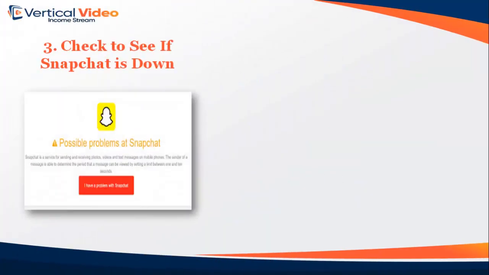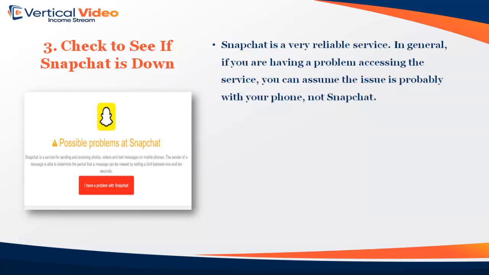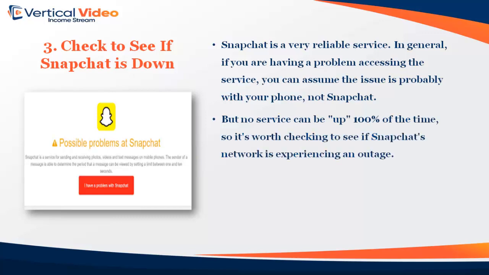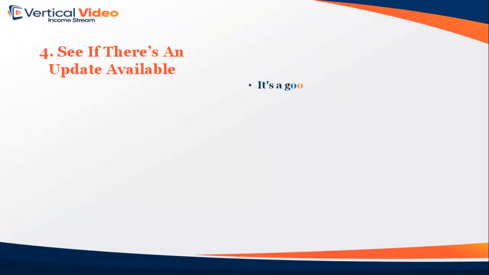3. Check to see if Snapchat is down. Snapchat is a very reliable service. In general, if you're having a problem accessing the service, you can assume the issue is probably with your phone, not Snapchat. But no service can be up 100% of the time, so it's worth checking to see if Snapchat's network is experiencing an outage. You can easily check Snapchat's network status page at Down Detector, or search for Is Snapchat Down in a Google search.